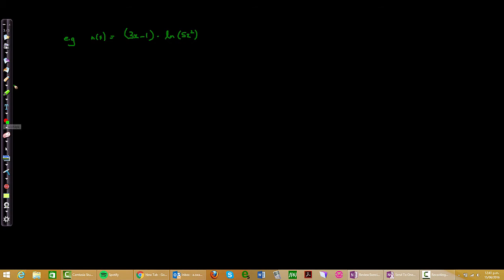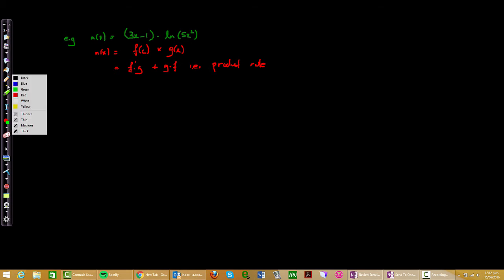Okay, so what do we do here? Well, this is definitely an explicit product situation. We've got function f here, the 3x minus 1, times function g, which is this natural log function. So what we need to do to derive that would be the derivative of f times g plus the derivative of g times f, i.e. product rule. Now what I like to do in this situation here is I like to derive each function separately. So that's what I'm going to do.